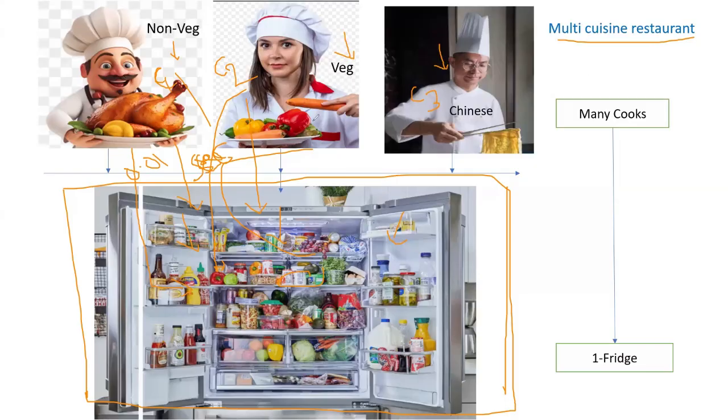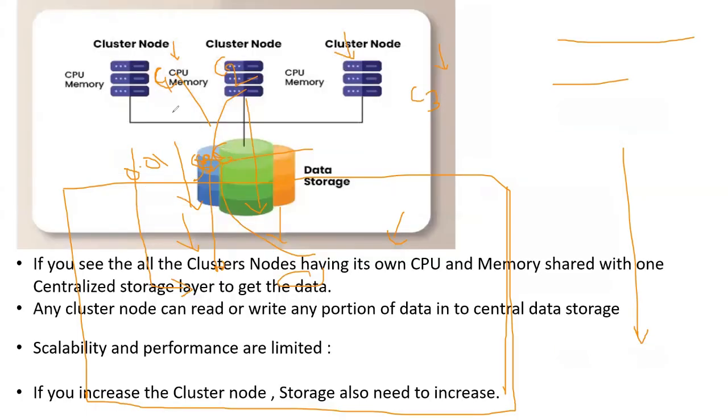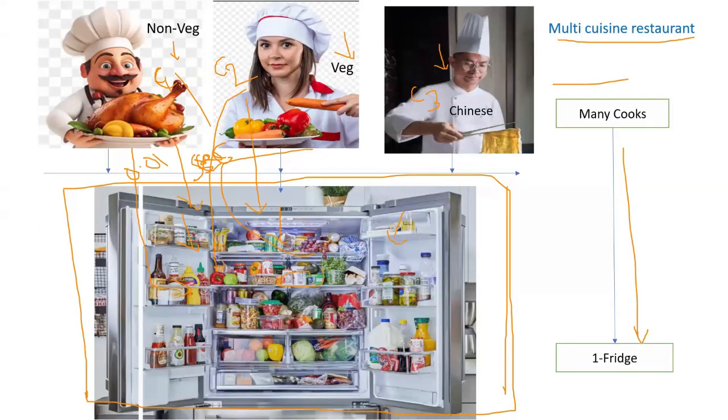So we can say this is like many cooks, one fridge. There are many cooks using one fridge. In the same manner, we have a shared disk with three clusters and one storage. This is the concept of the shared disk. Hope you have understood. Thanks.